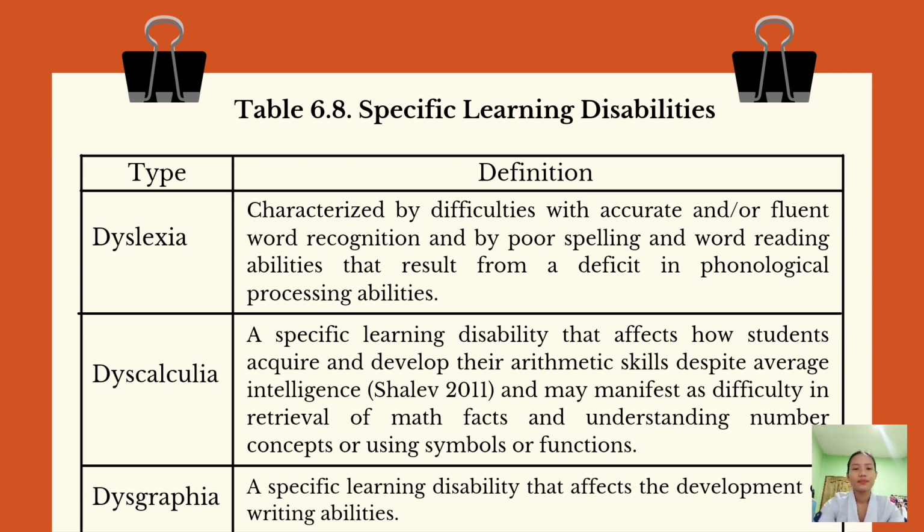So, again, let's recall: dyslexia is a specific learning disability that affects reading and related language-based processing skills, whereas dyscalculia is a specific learning disability that affects a person's ability to understand numbers and learn math facts. And lastly, dysgraphia, a specific learning disability that affects the development of writing abilities.